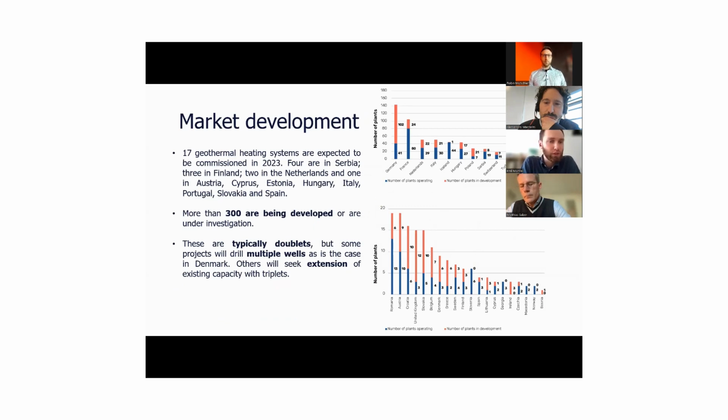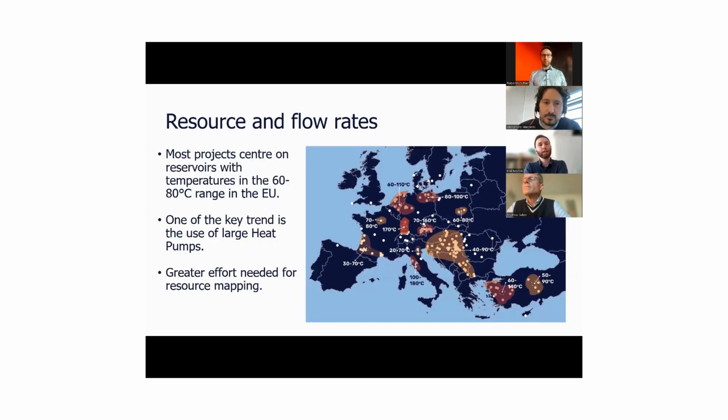And in comparison to the electricity market, as regards district heating, there are more countries developing projects. So we have examples in Serbia, for example, in Finland, Netherlands, Austria, and here you can see specific data for each country. In terms of resource and flow rates, here you can see on the map that most projects center on reservoirs which have temperature in between 60 and 80 degree range in the EU.